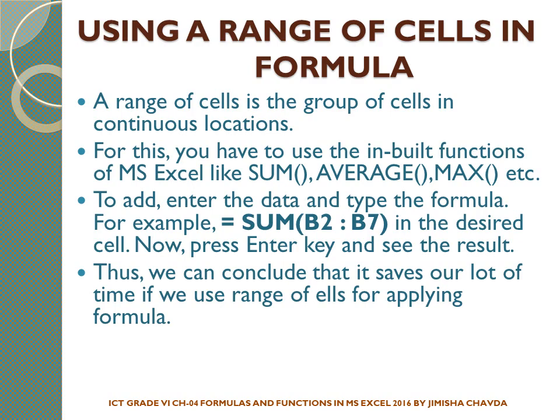Step 2. Enter the data and type the formula. For example, equals to SUM, opening round bracket, B2, colon sign, B7, closing round bracket in the desired cell. Now, press the enter key and see the result. The formula should be very properly entered. If any mistake is done here, you will not get your desired result. Thus, using the range of cells in formula, we can conclude that it saves a lot of time and it is very easy to apply the formula using the range of cells.